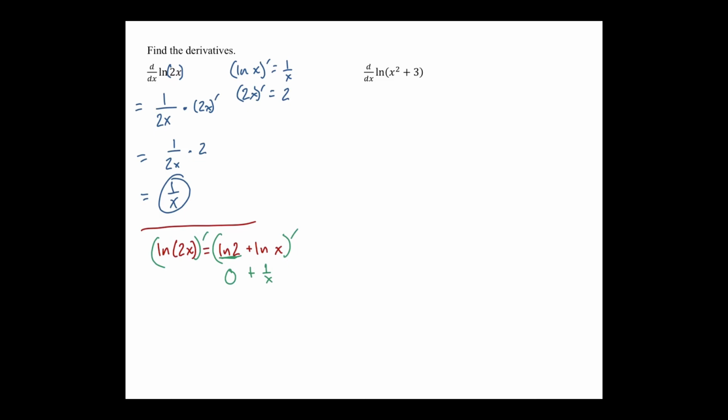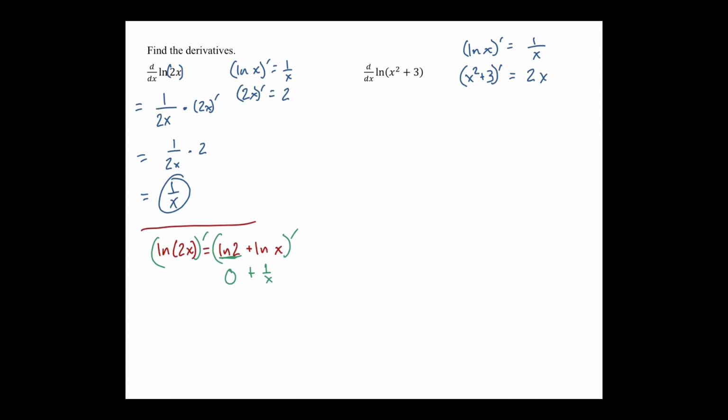All right, so what is our outer function? Our outer function is ln of x, so the derivative is 1 over x. What is our inner function? Well, it is going to be x squared plus 3. And when I take the derivative of that, it's just 2x.